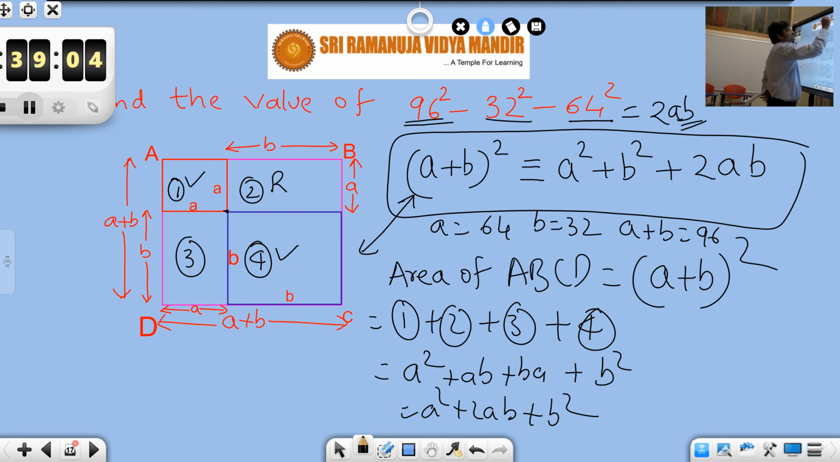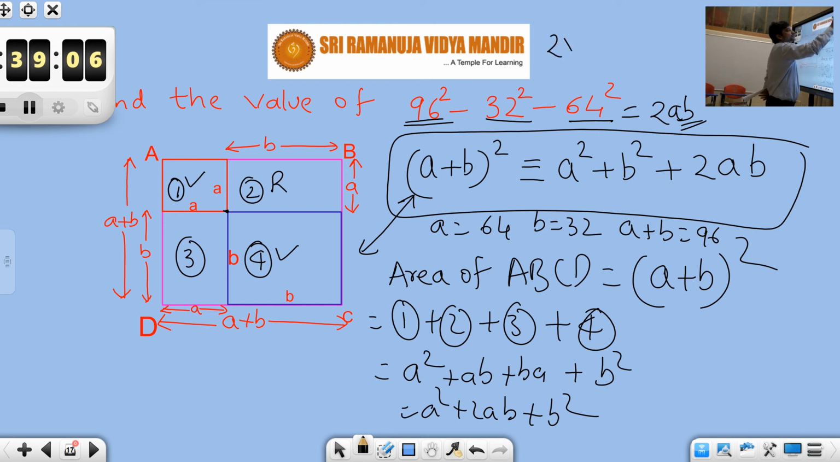Right. So, 2AB. 2AB means here we will get 2 into 32 into 64. 2 into 32 is 64. So, we will get 64 square. Use your trick, whatever you know to calculate this. So, we will be getting 4096 as the answer. Okay.